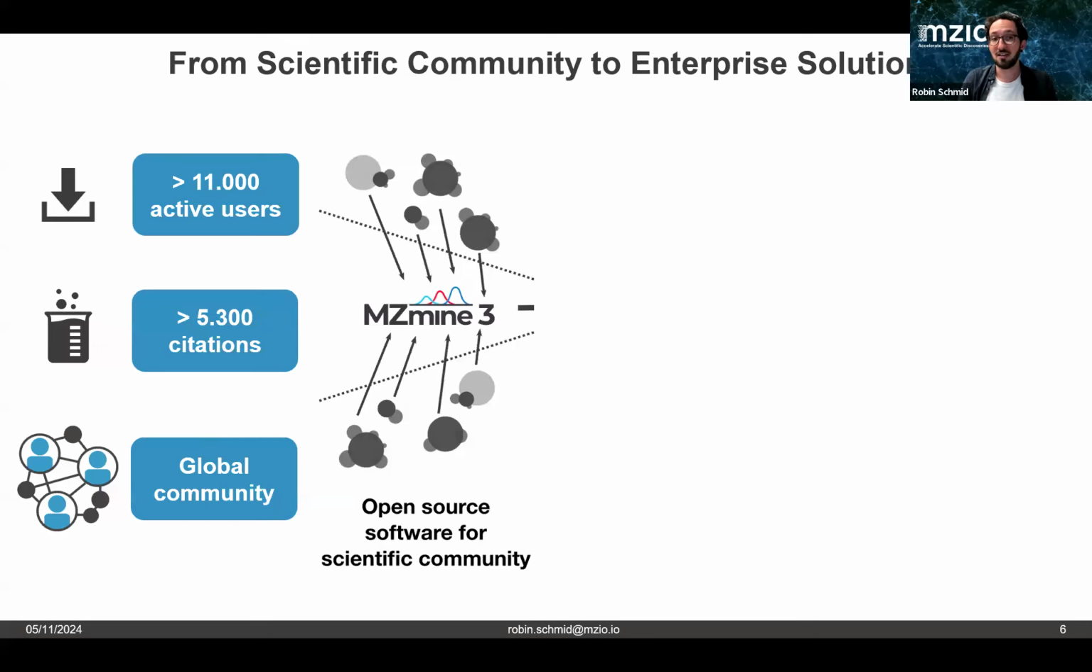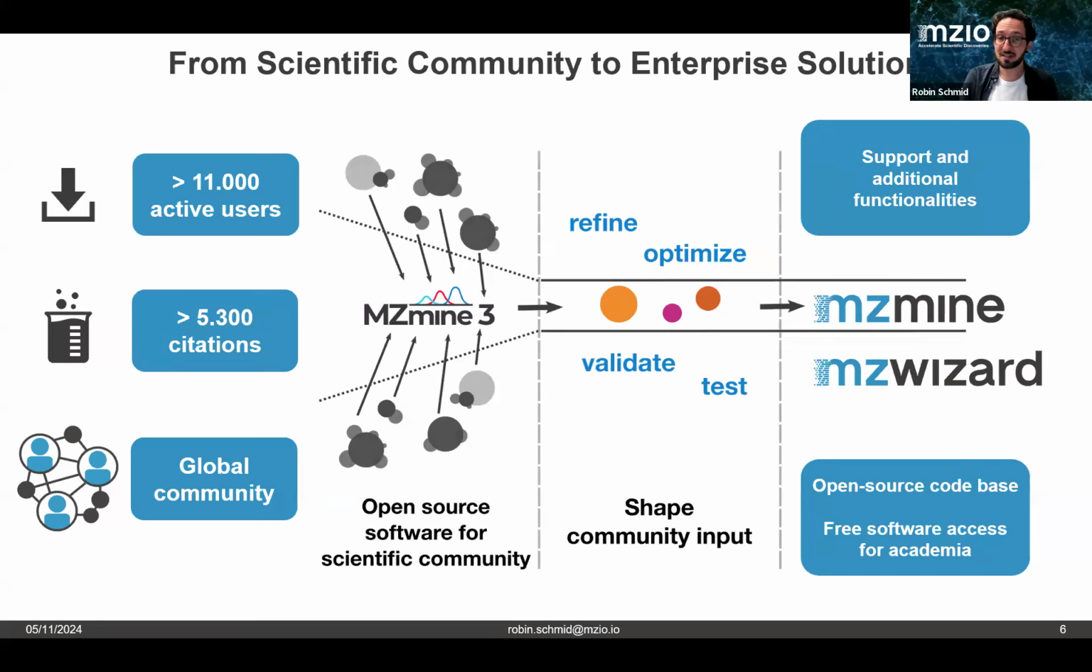And so we already have these 3 publications all together. We have an estimate of maybe 11,000 to 15,000 active users, though it's quite hard to estimate. We have this global community with ideas and contributions. From here, we take those ideas, we refine them, optimize, validate, and test them. And then finally, it comes into mzmine and we ship it to our users and customers.